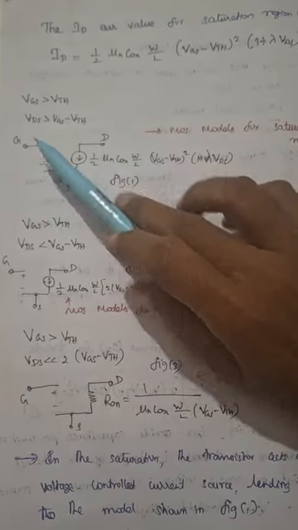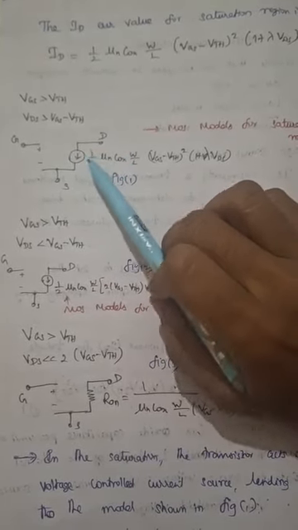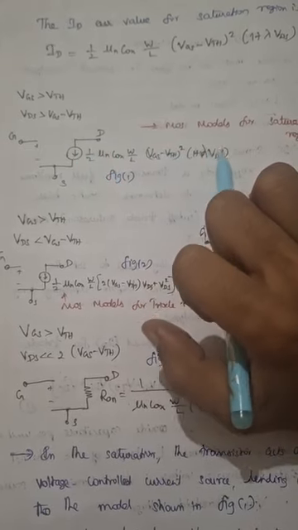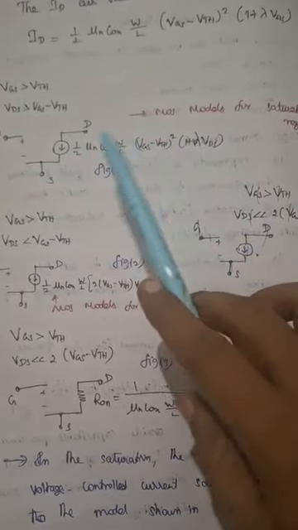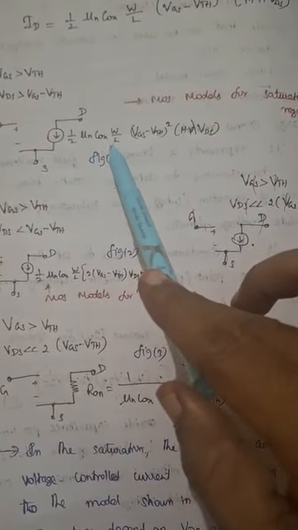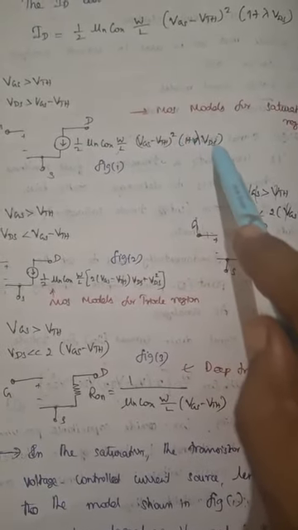Here the gate is open. There are three terminals in your transistor, source, gate, and drain, and at the drain side we will have the drain current ID. What is the ID equation? We already saw this equation. For saturation region, ID equal to half mu n Cox W by L into VGS minus VTH the whole square into 1 plus lambda VDS.